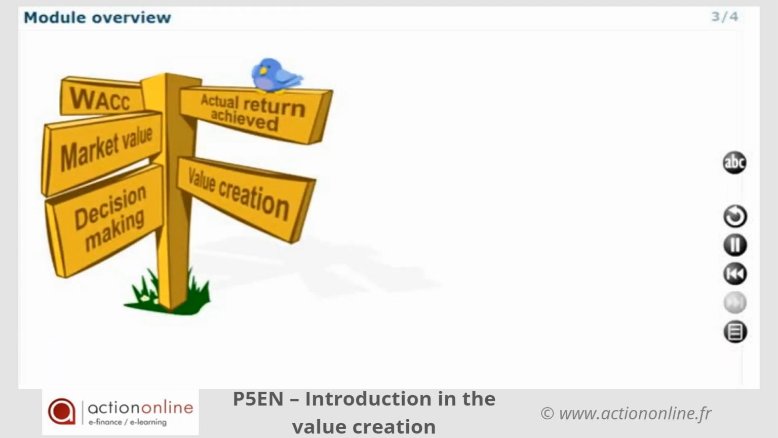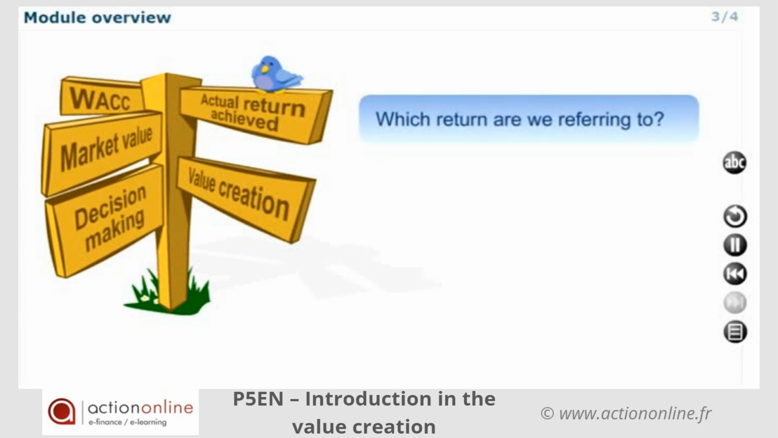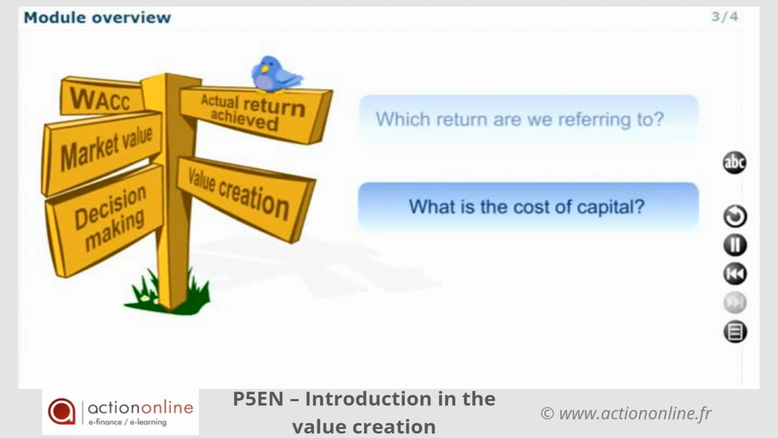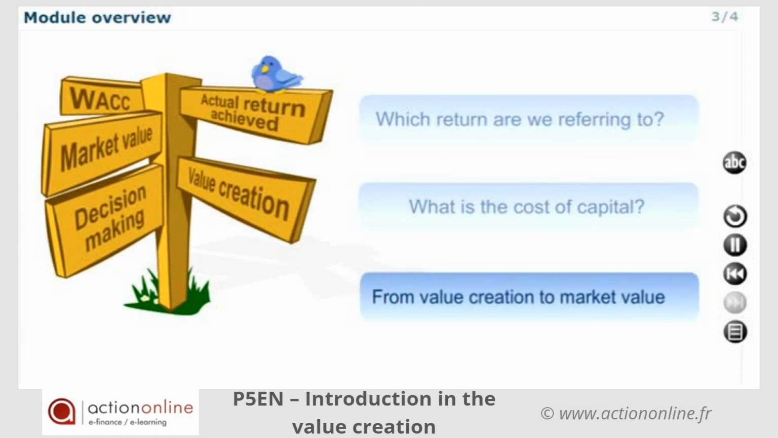In the course of this module, we will treat the following points in succession. We begin by defining the actual return achieved, and then examine the drivers that affect this return. As a next step, we define the expected return, also known as the weighted average cost of capital, and we illustrate the effect of the company's financial policy on the WACC. The third section shows the link between value creation and market value, and will go a long way to answering the question posed a few moments ago.